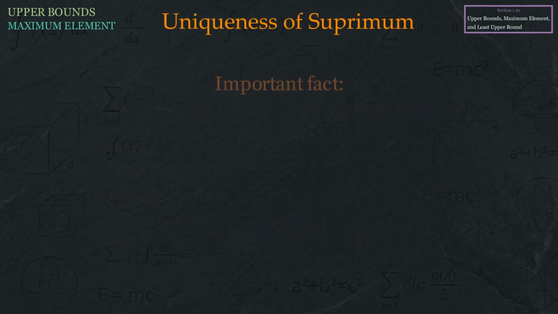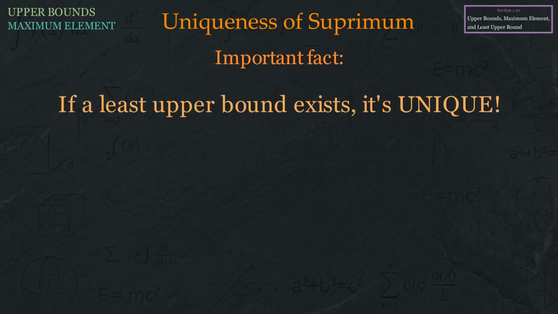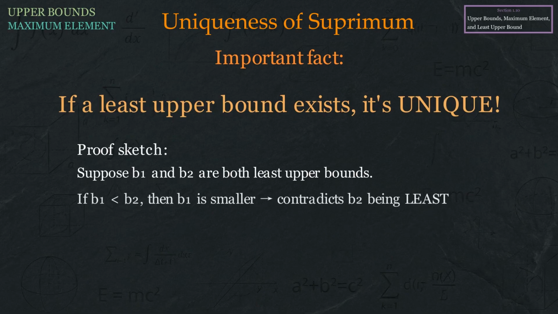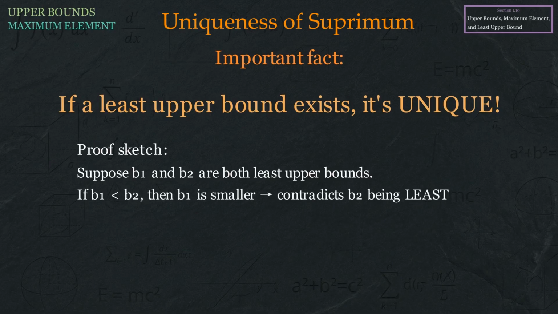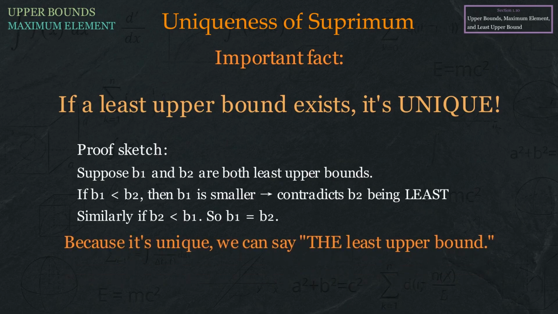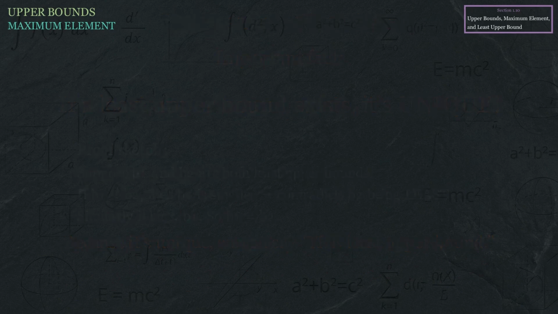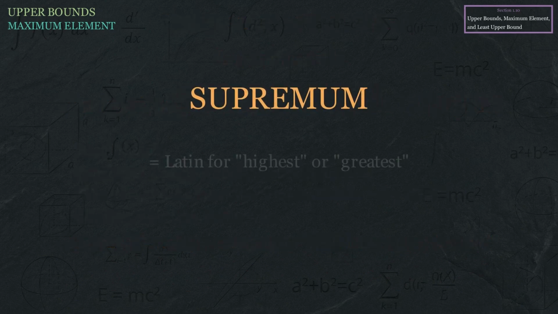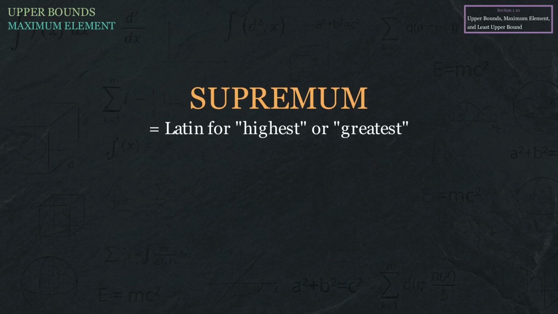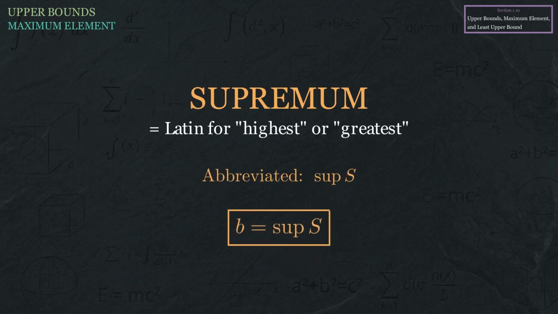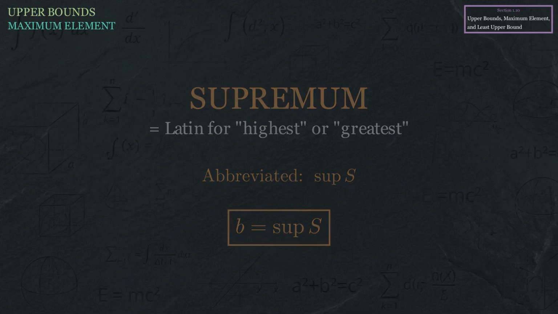Uniqueness of supremum. Here's an important fact. If a least upper bound exists, it's unique. It's an easy exercise to prove this. Suppose there were two different least upper bounds, b1 and b2. If b1 is less than b2, then b1 is a smaller upper bound than b2, contradicting that b2 is least. Similarly, if b2 is less than b1, so they must be equal. Because it's unique, we can speak of the least upper bound. The term supremum is just a fancy Latin word meaning highest or greatest. We abbreviate it as sup, so we write b equals sup S.